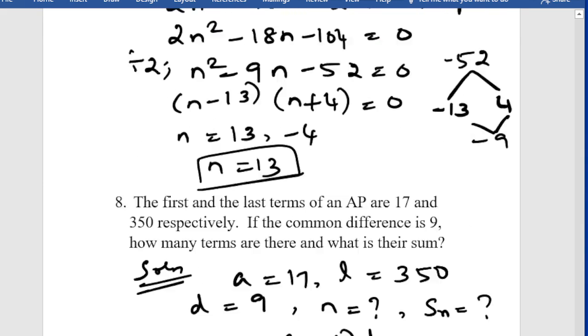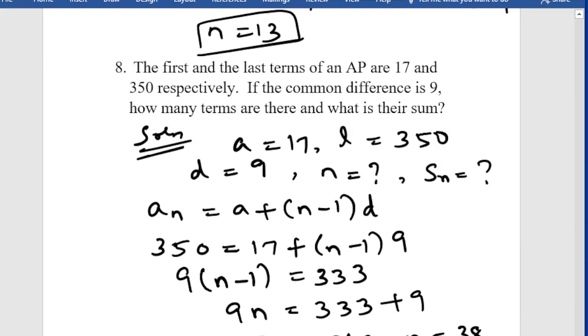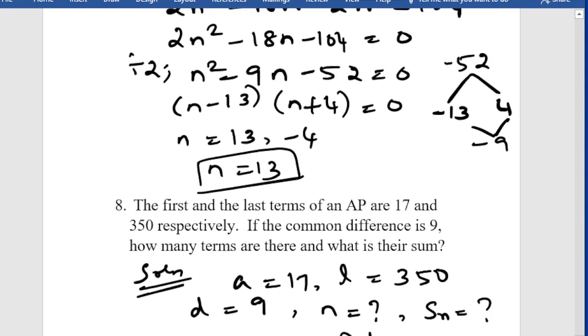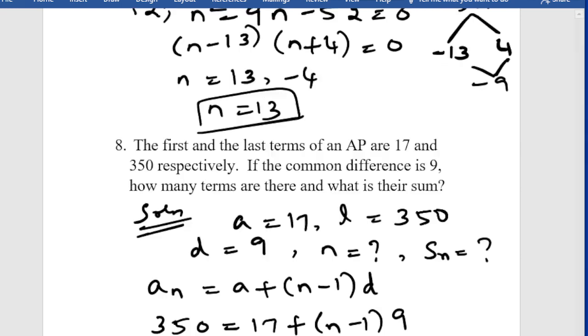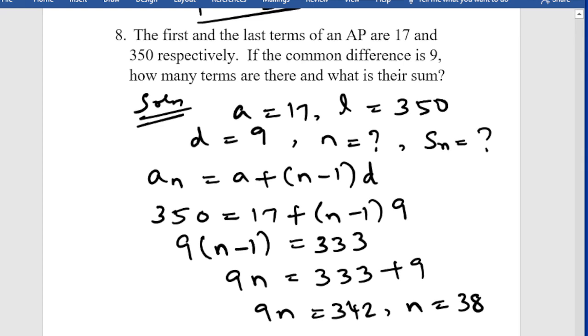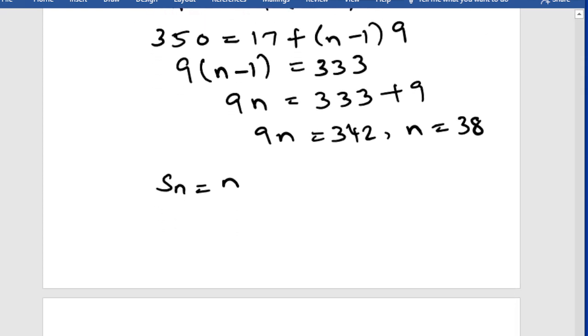in the same question what is their sum. So for finding the sum, you can use Sn equal to n by 2 into a plus l, because the first term and the last term and the number of terms all are known. Okay, so Sn equal to n by 2 into a plus l.